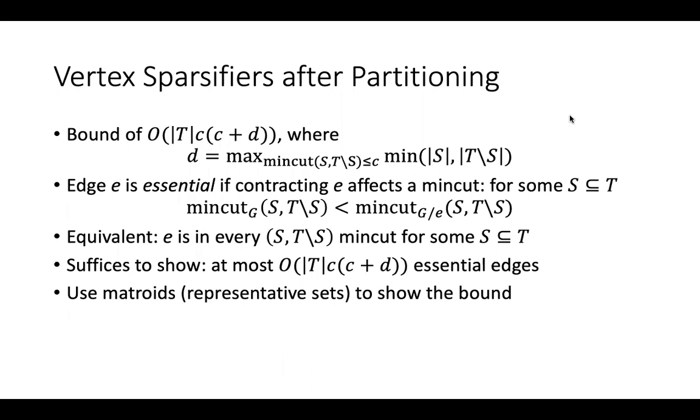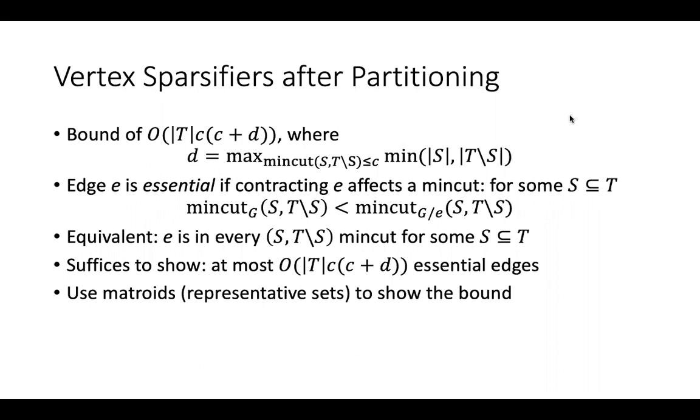So now that we've finished the recursive partitioning scheme, the next part to discuss is how to prove a bound of O of t times c plus d. Once again, d is the number of terminals on the smaller side of a small cut. We're going to do this with matroids and representative sets, but it's still useful to set up some kind of framework to apply this with.